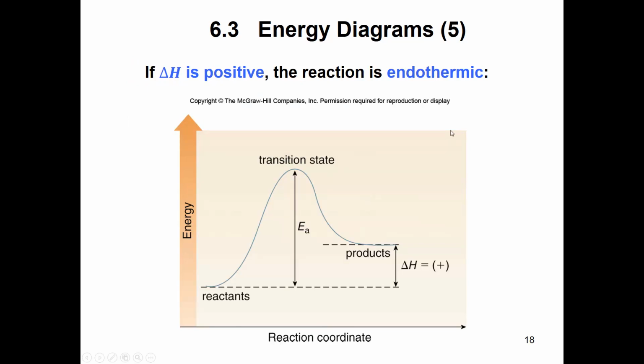A delta H that's positive is an endothermic reaction, and so the energy of the products is higher than the energy of the reactants. Look how much higher this energy barrier, or the activation energy, is before it can get to where it's going to proceed with that reaction. And so that's why you have to add heat or add energy in order for an endothermic reaction to proceed.